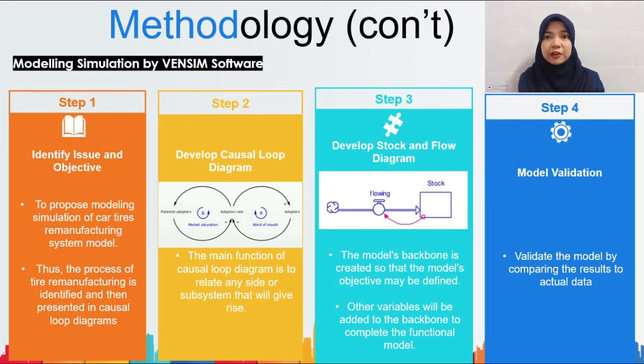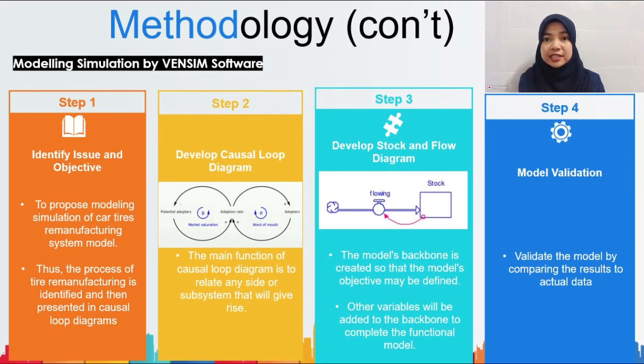After that, developing the stock and flow diagram. The relationships between all variables in the model can then be used to model stock and flow. First and foremost in developing the stock and flow diagram, the model backbone is created so that the model objectives may be defined. Other variables will be added to the backbone to complete the functional model. Stock and flow depicts the structure of the system in more significant detail than the causal loop diagram.